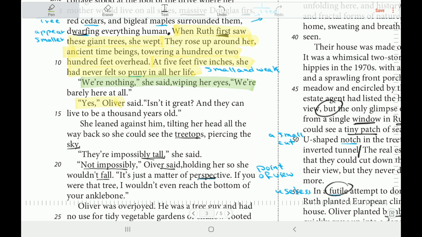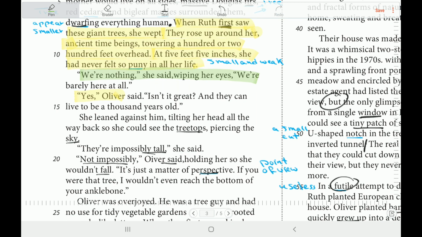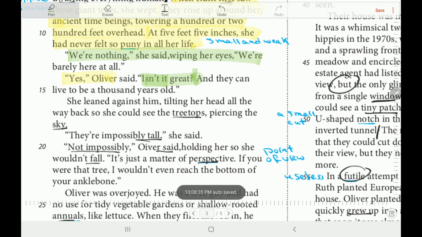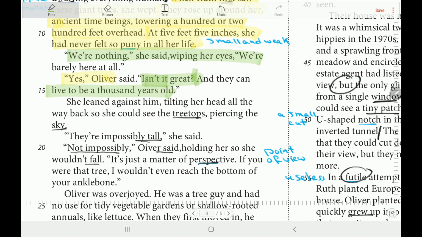That's how she feels. Okay, we are nothing. She feels that we are nothing. We haven't come in comparison to these trees, these giant trees. We are so small. We are not here. Yes, isn't that great? That's a question. Isn't that great? And they can live to be 1,000 years old.